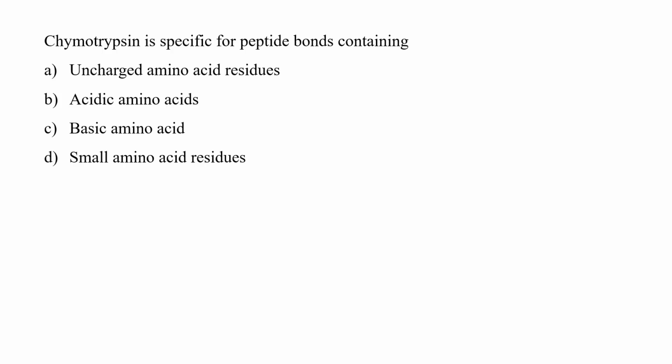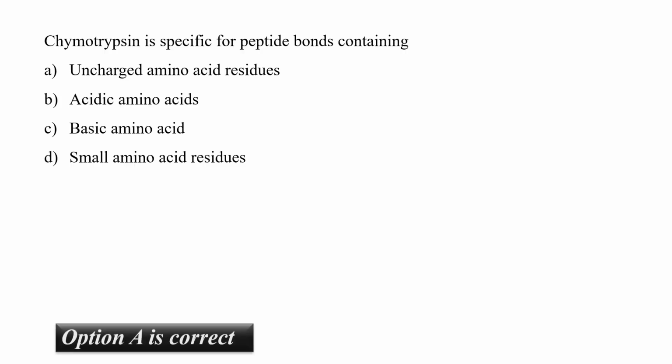Chymotrypsin is specific for the peptide bonds containing. Chymotrypsin is basically a typical serine protease which preferentially cleaves a peptide bond in which the N-terminal amino acid to the bond is a large and uncharged aromatic amino acid, which could be phenylalanine, tryptophan, tyrosine or even leucine. So here the option A is the correct answer.